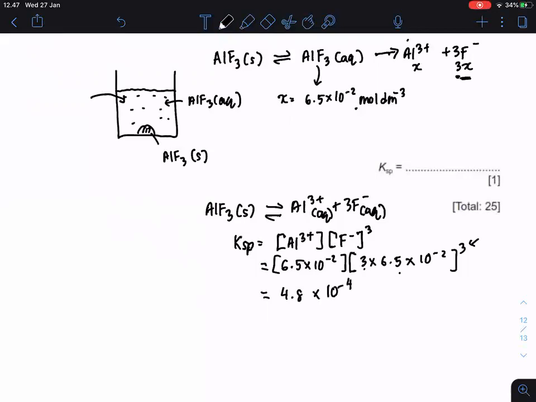If they ask you to give the unit, the unit is going to be mole per dm cube. So to the power of 1 plus to the power of 3, that is to the power of 4. So that will be 4.8 times 10 negative 4 mole to the power of 4 dm negative 12. This will be the answer.